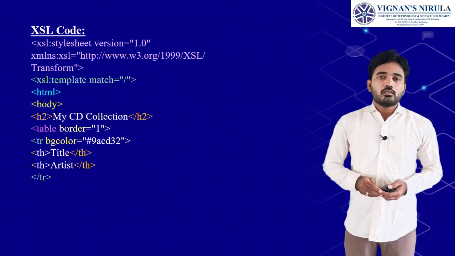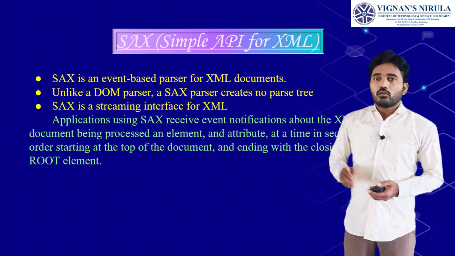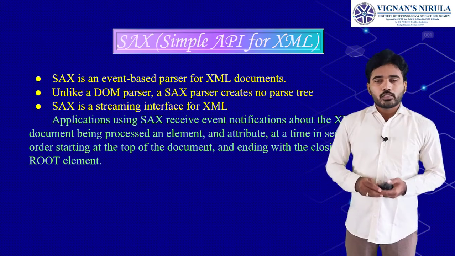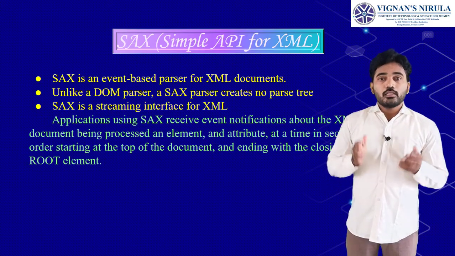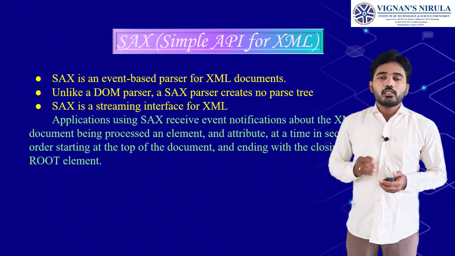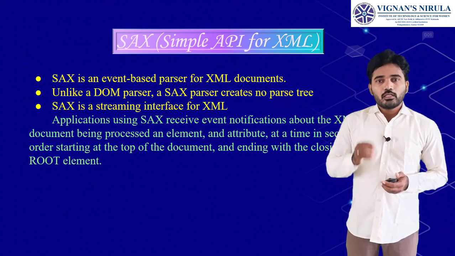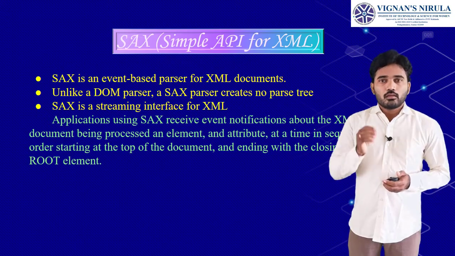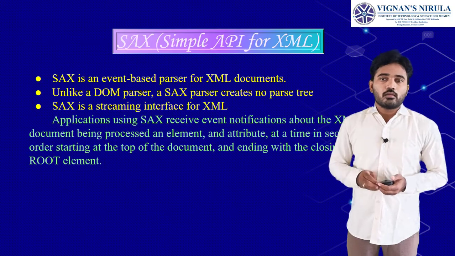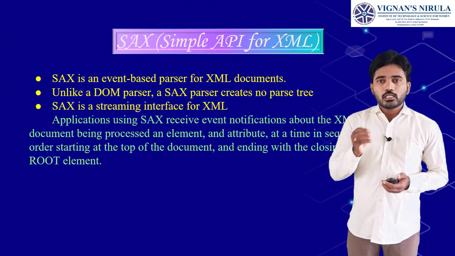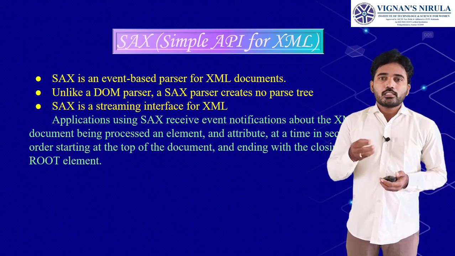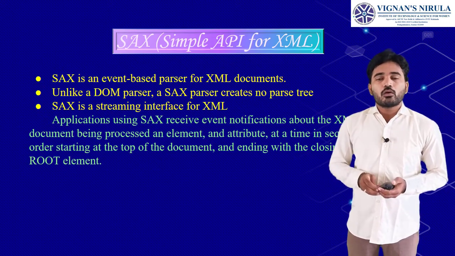Now after this, let us discuss SAX, which stands for Simple API for XML, and SAX is an event based parser for XML documents. Whereas a DOM parser is a tree based parser, this SAX parser is an event based parser, and SAX is a streaming interface for XML, as the name implies, Simple API for XML. SAX acts like an interface for the XML document.